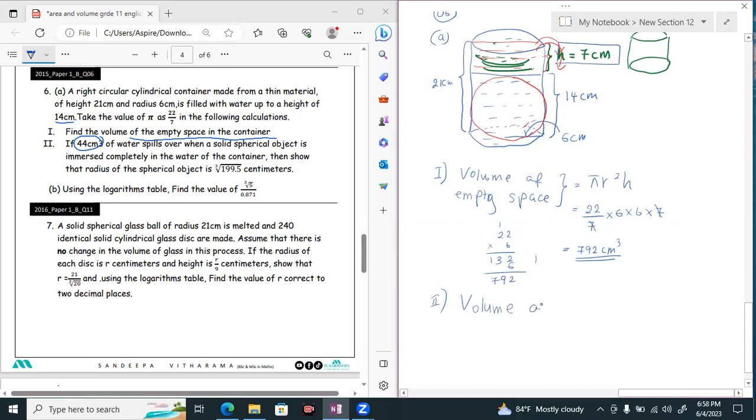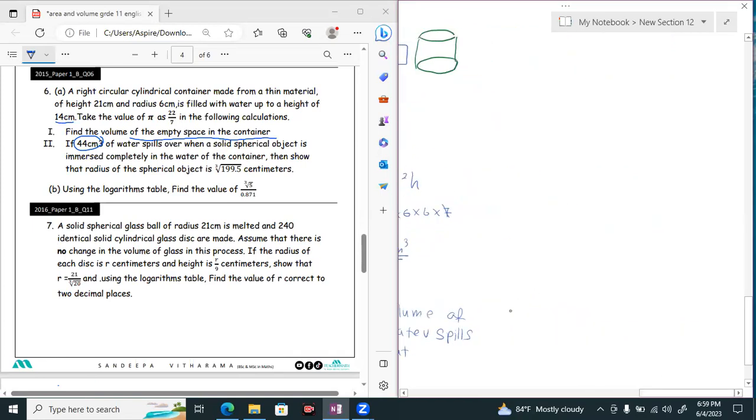Volume of empty space and volume of water spills out, ඉවතට ගිය වතුර ප්‍රමාණය, is equal to volume of sphere. sphere එකේ volume එකට equal වෙනවා.